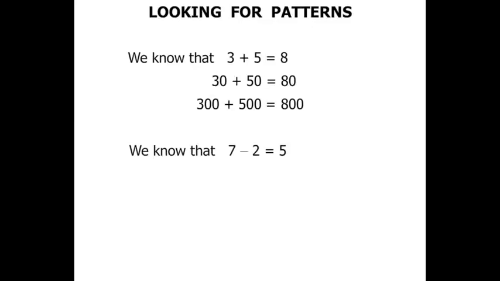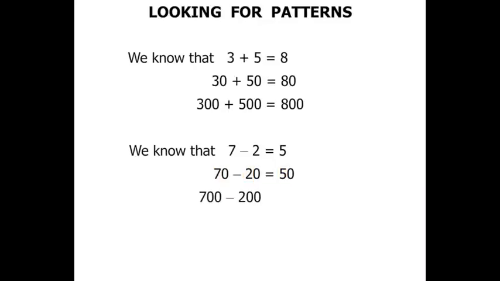We also know that 7 minus 2 equals 5. We can extend that idea and say that 70 minus 20 equals 50. The 7, we took away the 2, we get the 5, and we put the 0 on at the end.